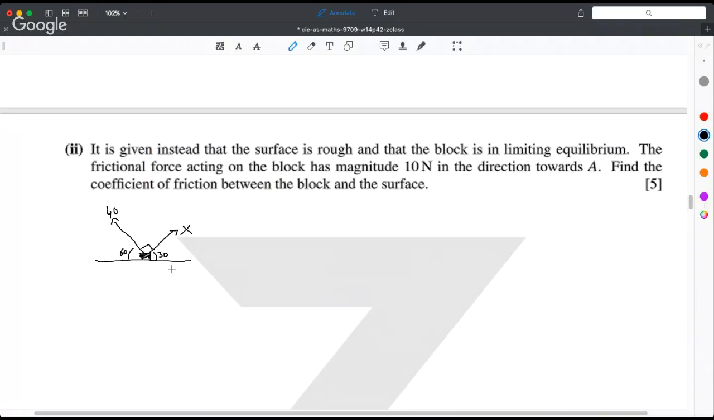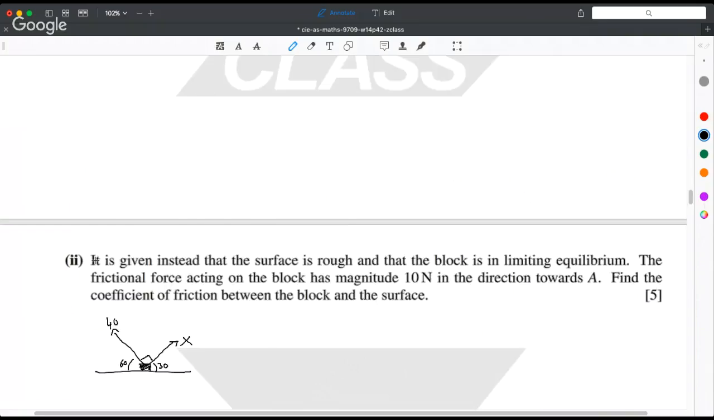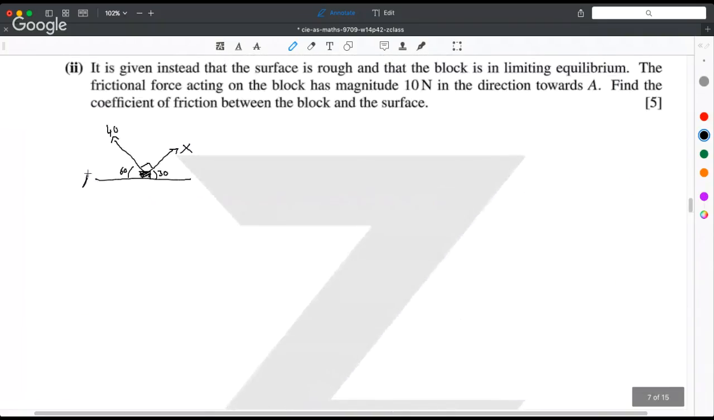Firstly, let's look at the x. Sorry, where was A? Was it to the left? Yeah. So now we have a friction force acting to the left, like so. And now we need to find the coefficient of friction between the block and the surface.